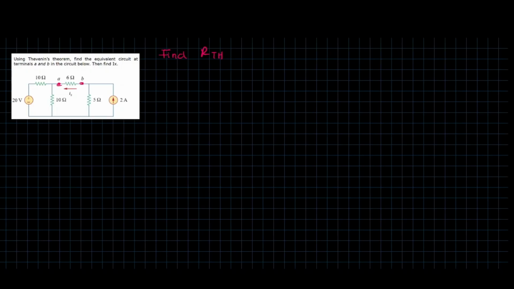To find RTH, you turn off all the independent sources. To turn off a voltage source, you short circuit it. To turn off a current source, you open circuit it. So this circuit is going to look something like this. Now, this is very confusing.